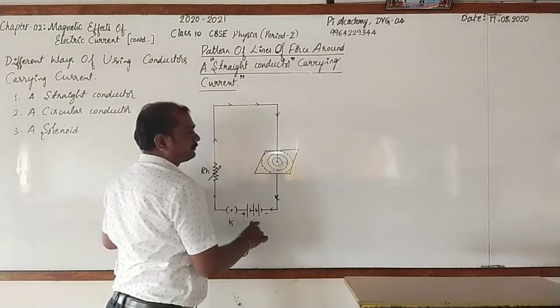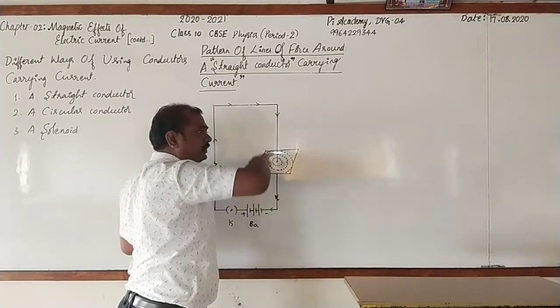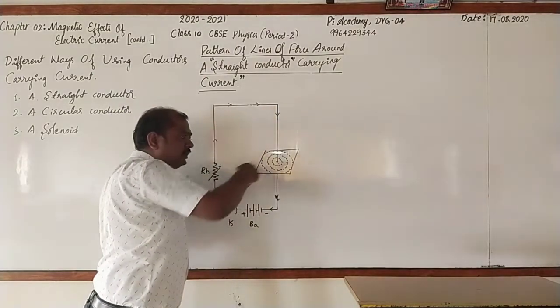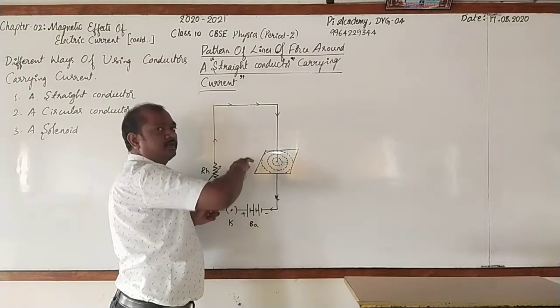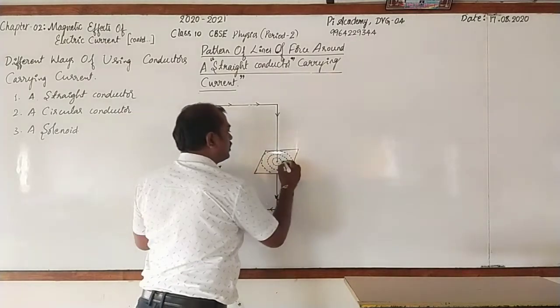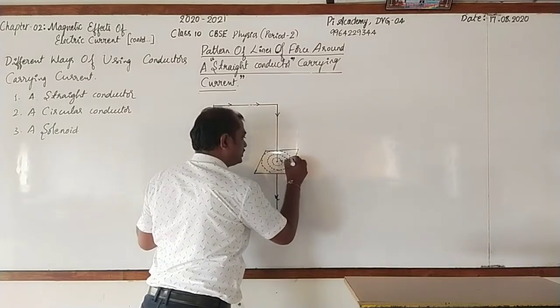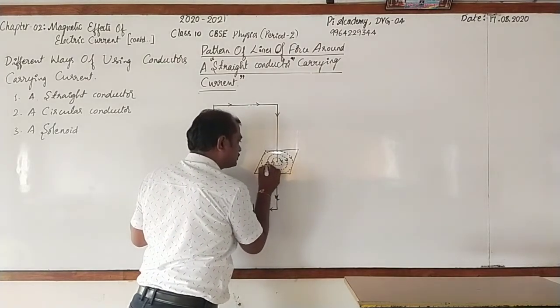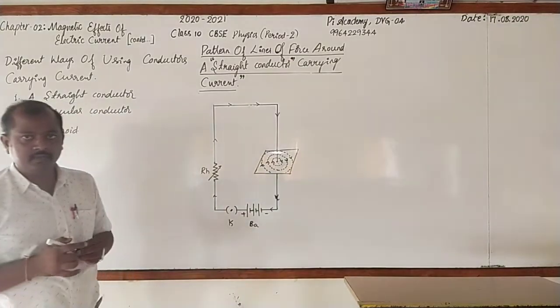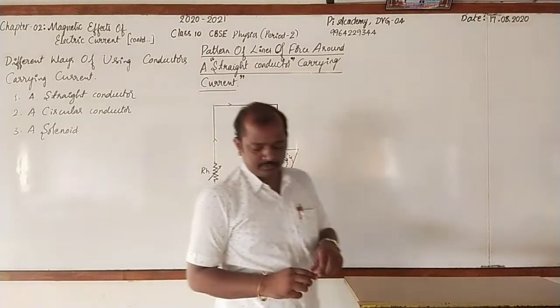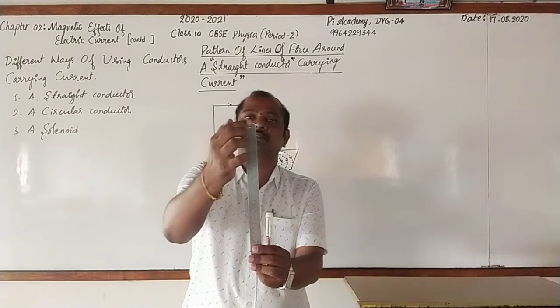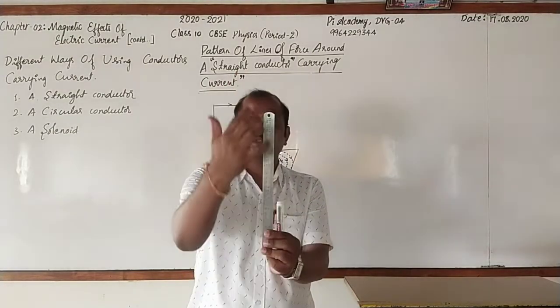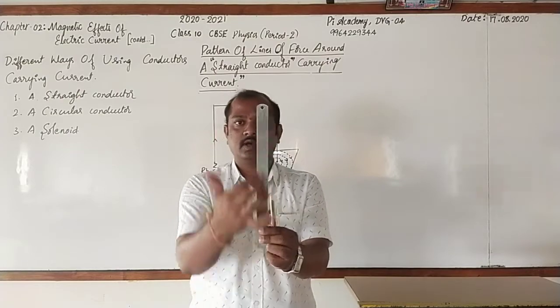So here, is the current flowing downward or upward? Here, downward. So what will be the direction of lines of force? It is clockwise. You can show the direction. Clear? Very simple. Assume that this is the point which indicates the current is flowing in this direction. See, the current is flowing in the upward direction.